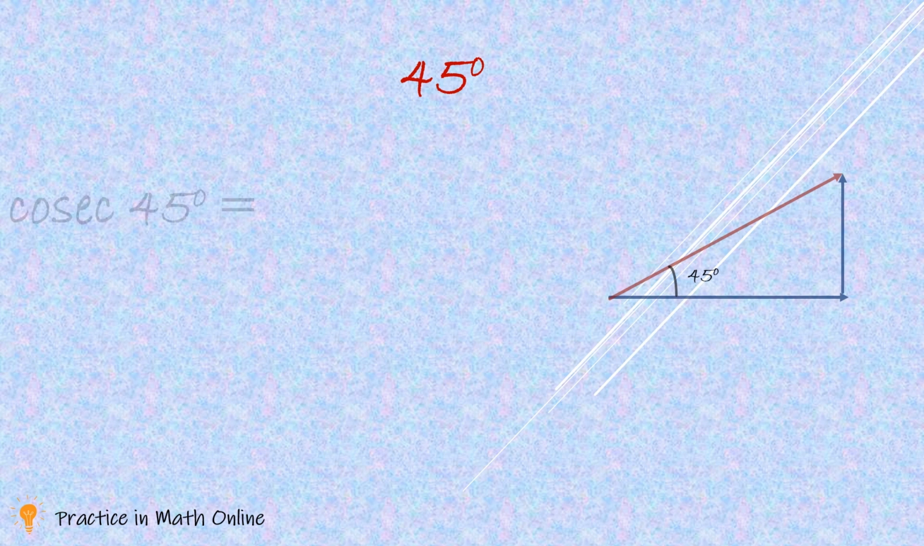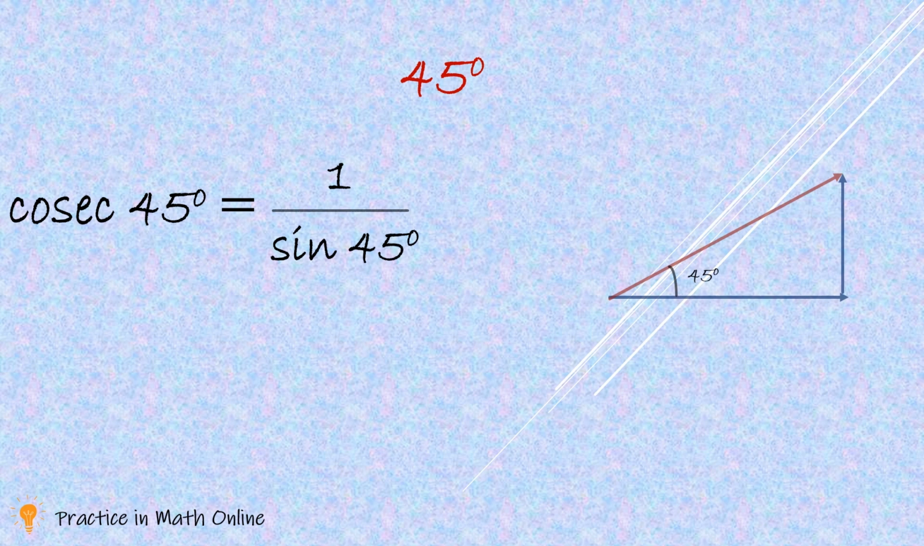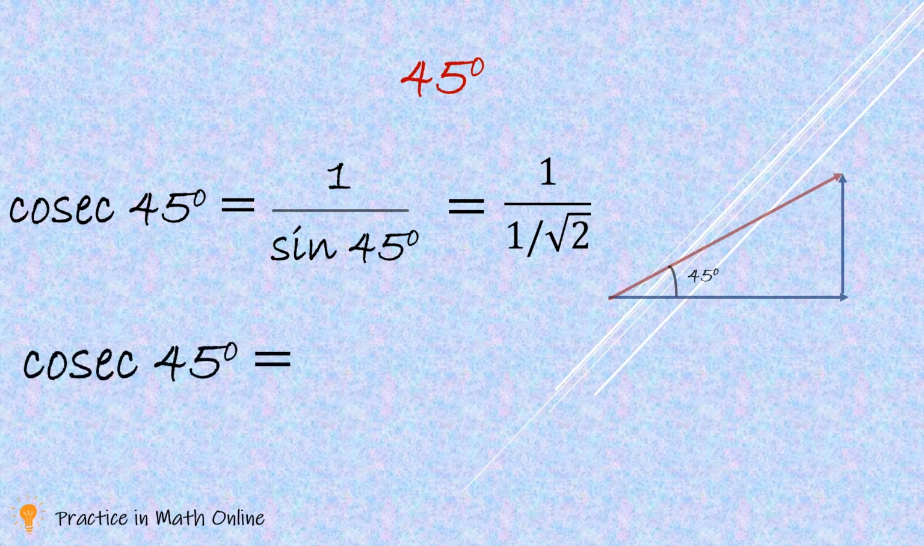At 45 degrees, we will have cosec of 45 will be 1 over sine 45 degrees, and sine 45 is 1 over root 2. So cosec of 45 degrees will be root 2.